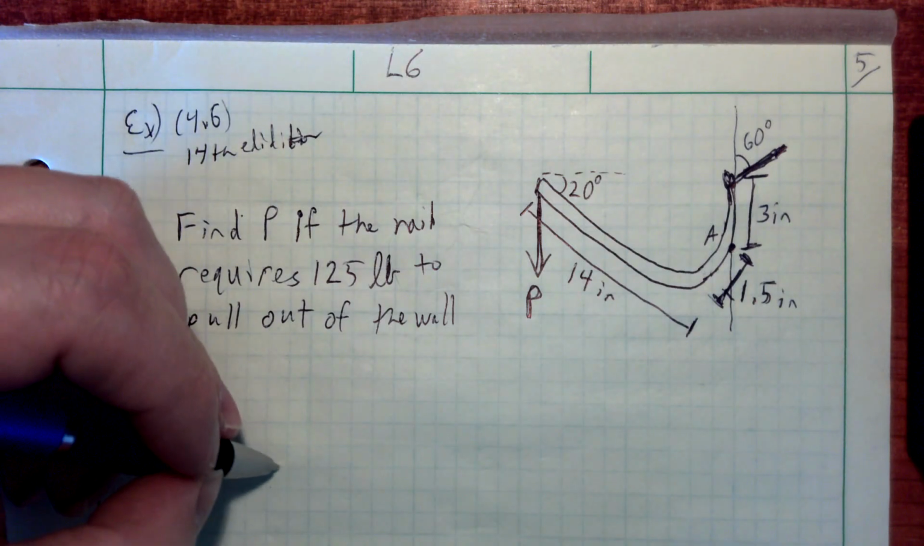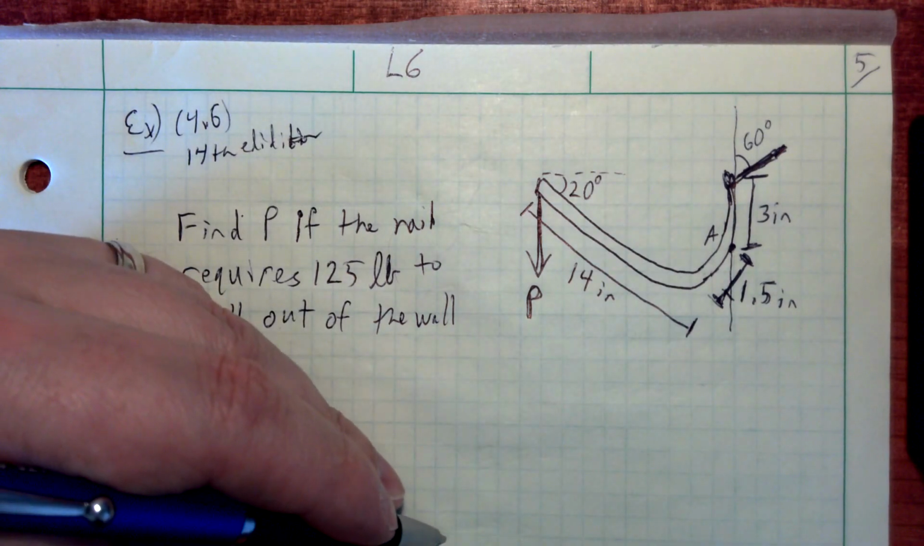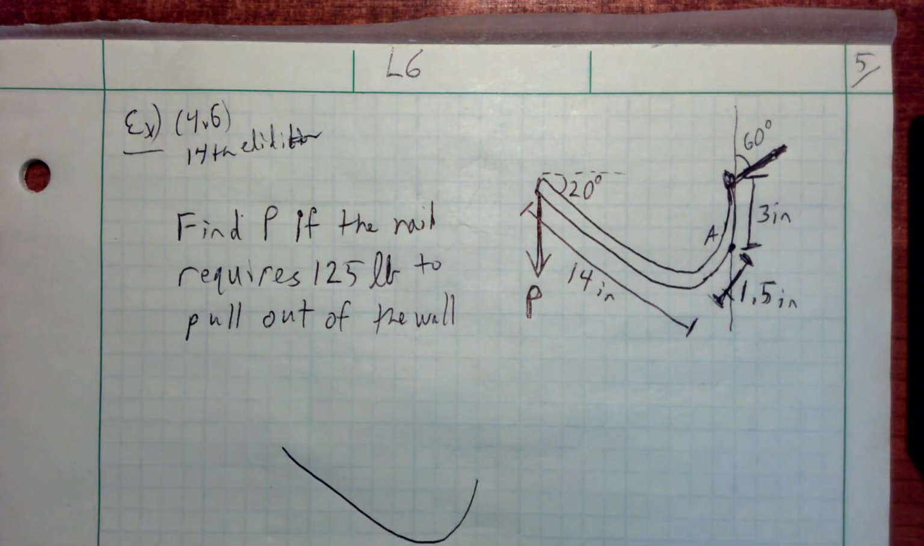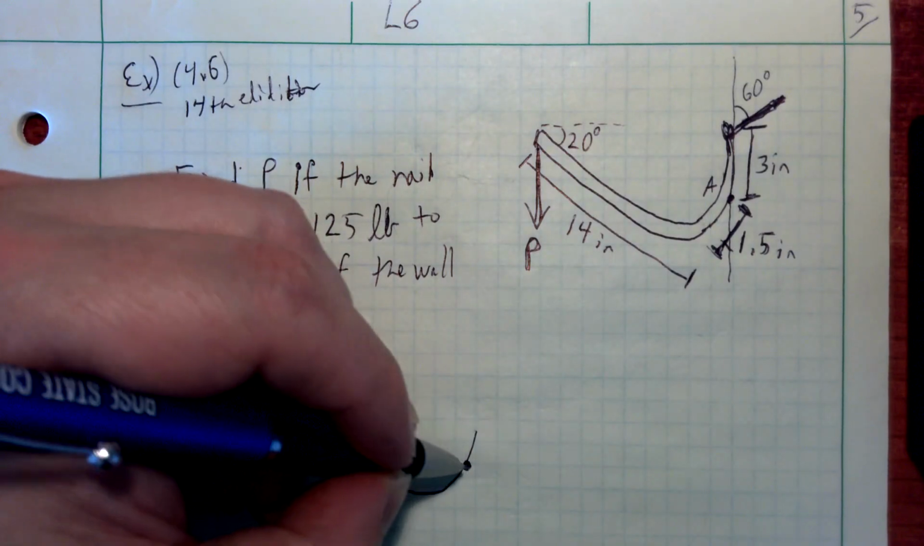Well, this is what I would suggest. I'm going to draw a simple free body diagram. So again, point A, your point of rotation.